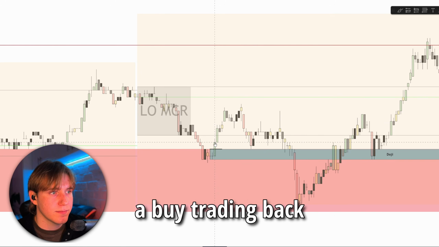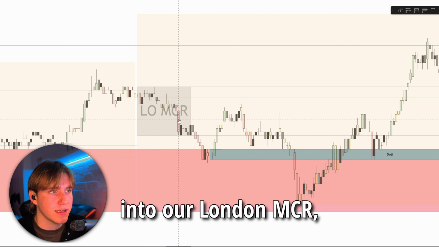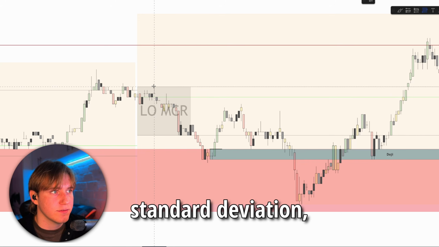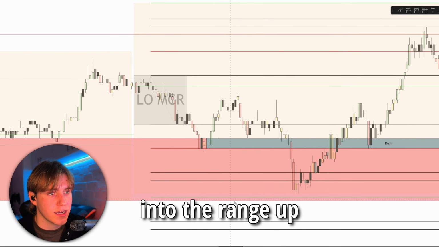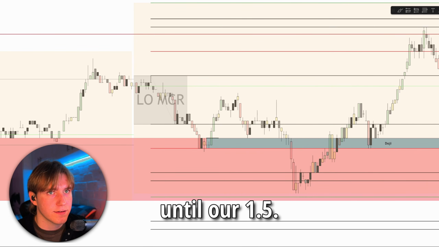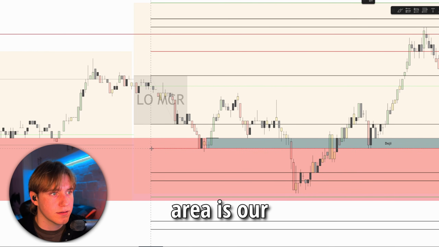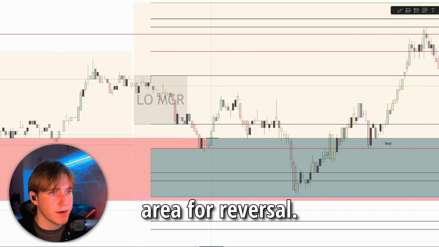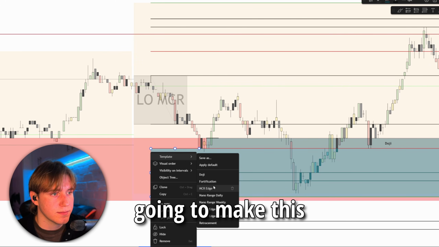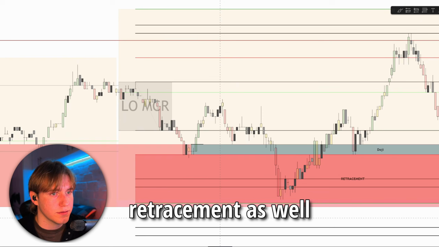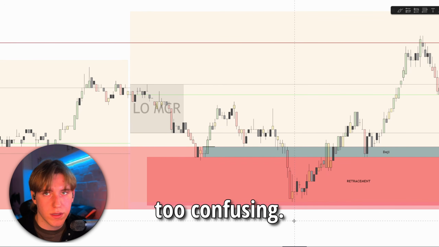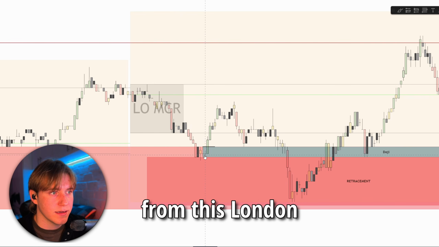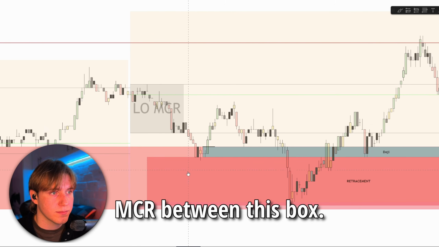So if we had a buy, trading back into our London MCR, if we have standard deviation, I'm just going to run this real quick. We expect reversals back into the range up until our 1.5. So this entire area is our area for reversals. So we're just going to make this a retracement as well and just remove the standard deviation so it's not too confusing. So we're going to be looking for trades of buy from this London MCR between this box.